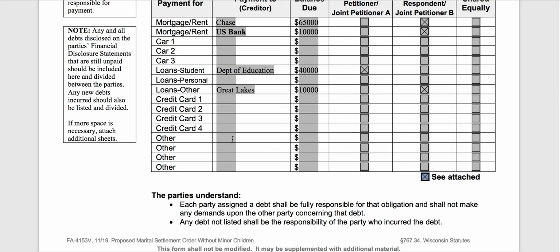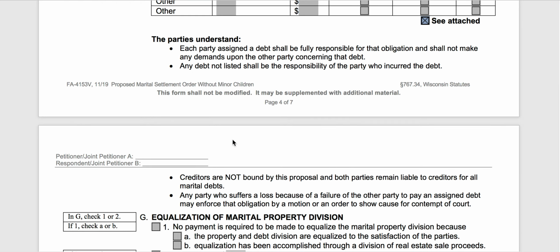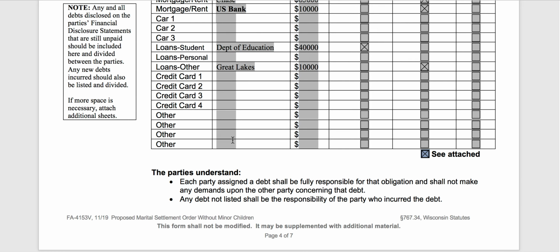All right. Well, that is all for the debts and liabilities section. We'll be back in the next one to talk about equalization of marital property.